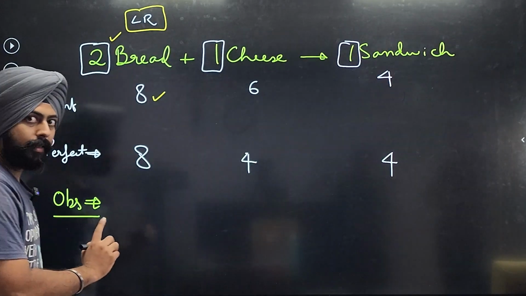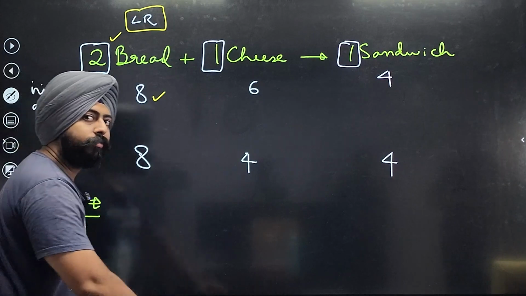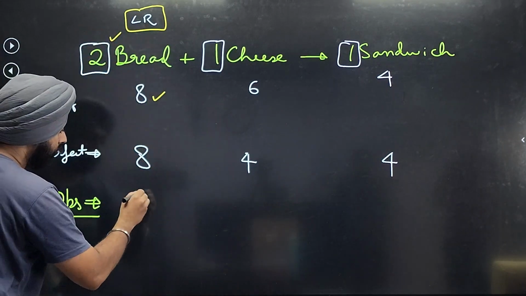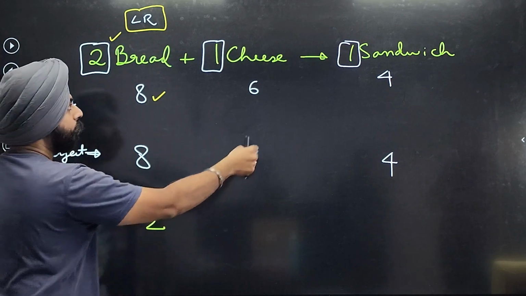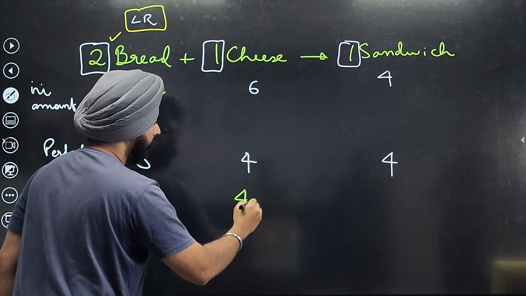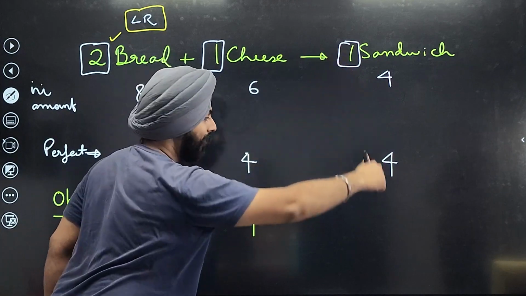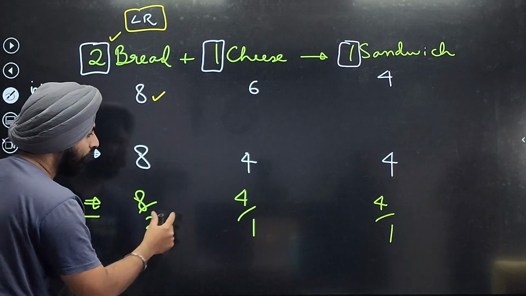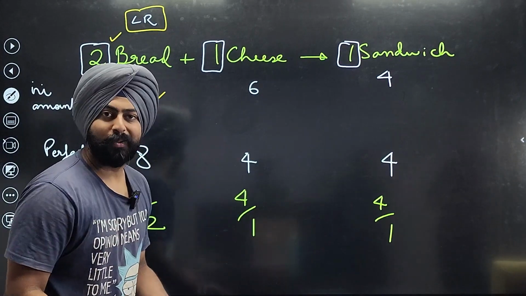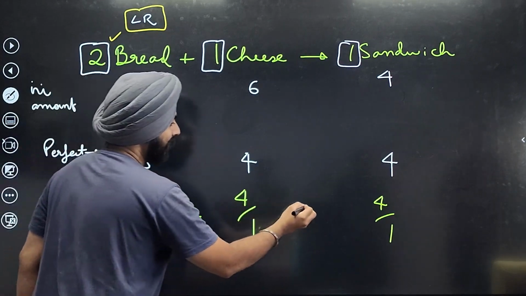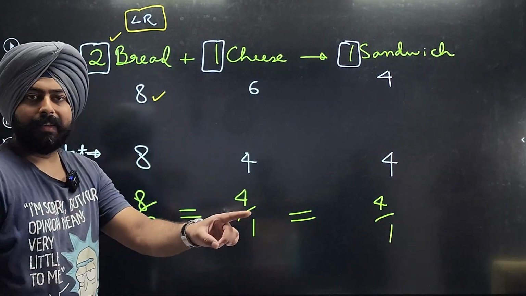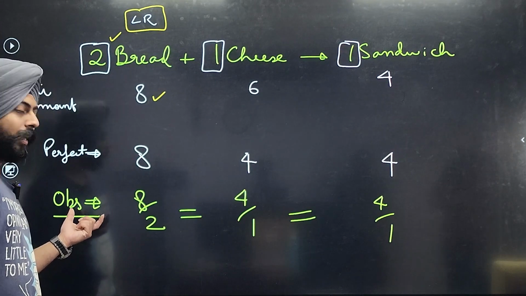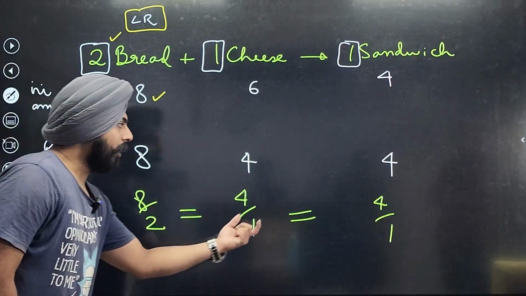Observation ये है कि in the perfect scenario, if I take the ratio R, 8/2, 4/1, 4/1. Do you realize that all these numbers are equal to each other? Yes. Please write this down in your notebooks that in the perfect scenario, our ratios are equal.